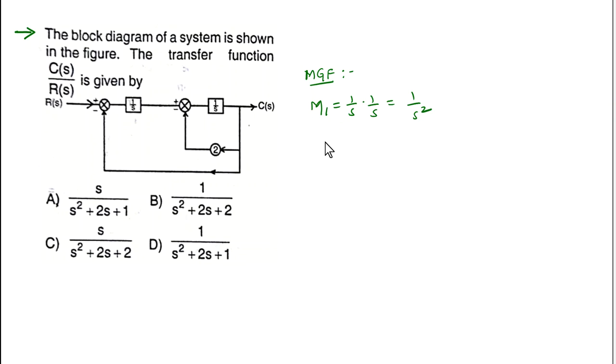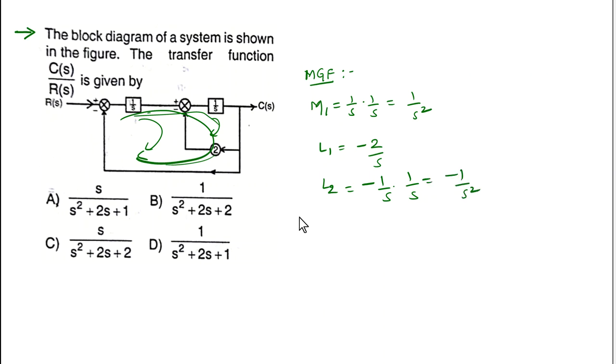Now what are the individual loops here? We have one loop, and here also we have a second loop. So this entire part is the second loop. First of all, L1 is nothing but minus 2 by s, and what about L2? L2 is the complete path from here to here, that is minus 1 by s into 1 by s, which gives minus 1 by s square.